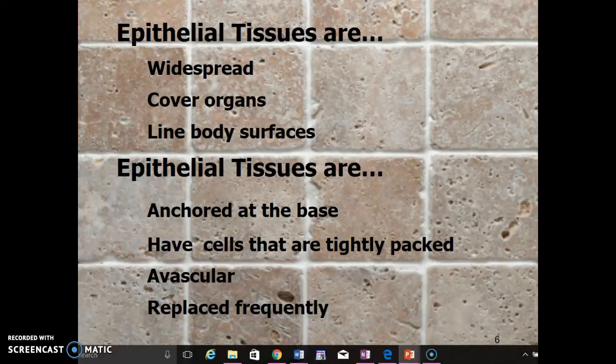So, epithelial tissues are widespread, cover organs, and line body surfaces. Epithelial tissues are anchored at the base, just like these tiles are glued on. They have cells that are tightly packed. These tiles are grouted together. They are avascular, which means they do not have a blood supply, and they're replaced frequently. This means they undergo mitosis rapidly.